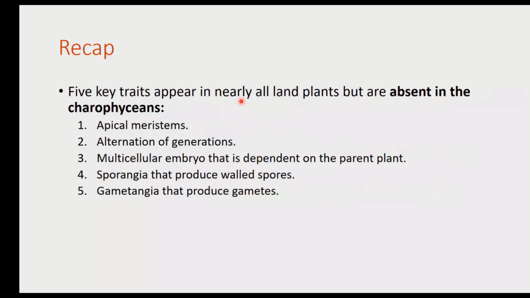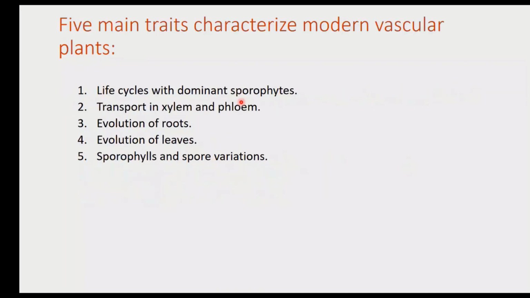So with the continuation of this, the recap that you're going to have to follow through on is the characteristics that appear in nearly all land plants, but are absent in the Charophytes. There'll be apical meristem, alternation of generations, multicellular embryo that is dependent on the parent plant, sporangia that produce spores, and gametangia that produce the gametes. And also the five main traits characteristic of modern vascular plants. Life cycles with dominant sporophytes, where they transport xylem and phloem, evolution of roots, evolution of leaves and sporophylls, and spore variation.